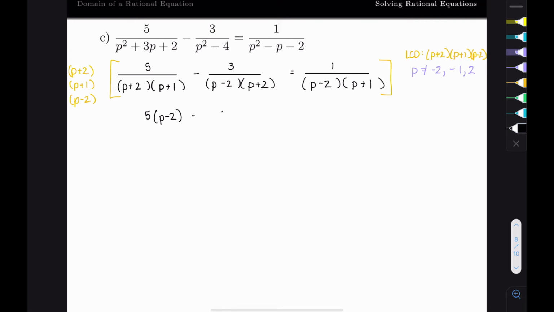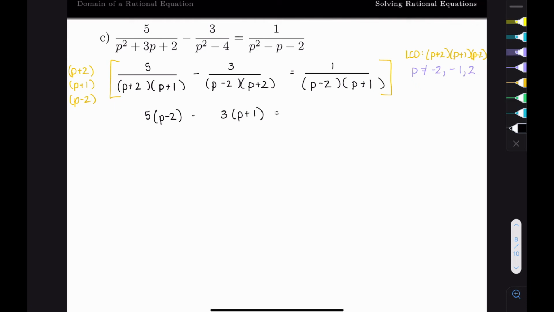Now for the second fraction, we have 3 over these two factors. So when we times that by our common denominator, the two things involving minus 2's and plus 2's cancel out. And so we are left with the p plus 1. So we have minus 3 times p plus 1.